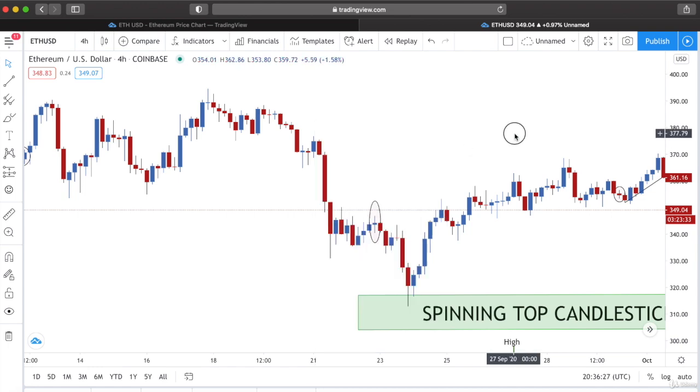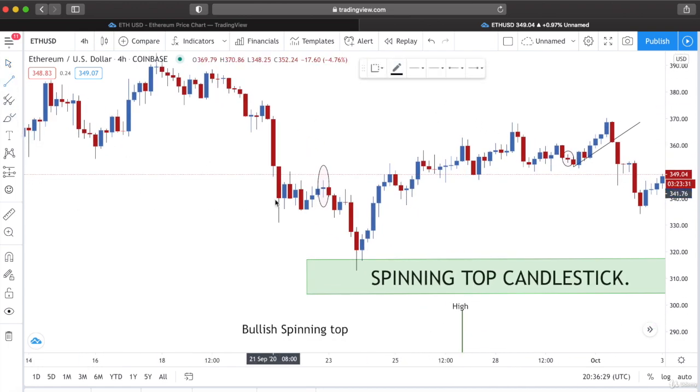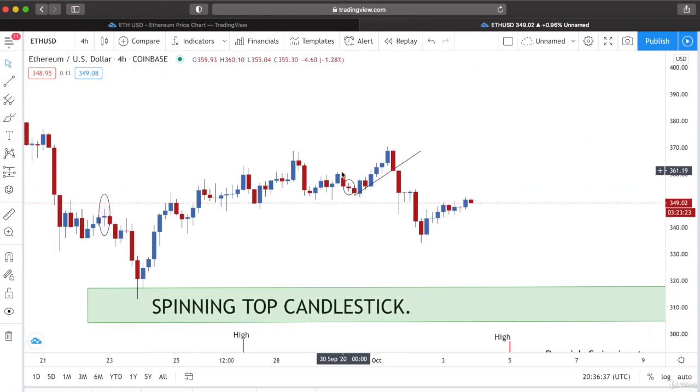Same is the case with this one. The price was in a mini uptrend, spinning top came, and the price went down, as you can see. And here the price was down, spinning top came, and the price went up.